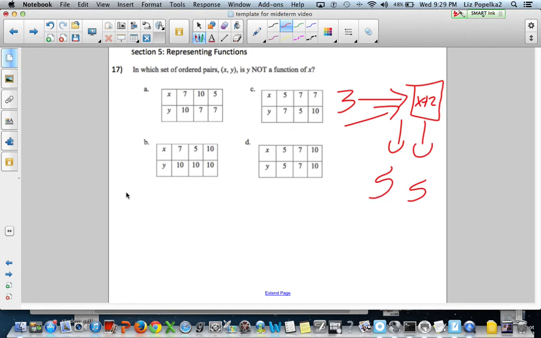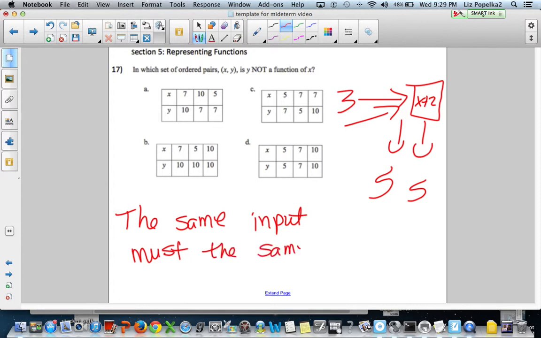So remember that a function needs, if you have the same input, it must have the same output. And remember, input is your x, output is your y. So if you have the same number going into the function, it's got to have the same number coming out. So right here, which one is not a function?